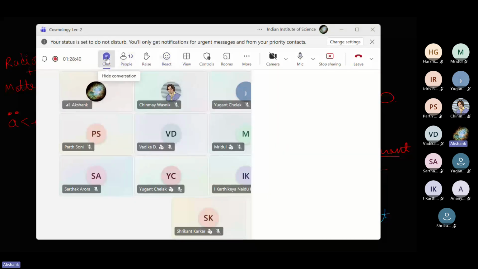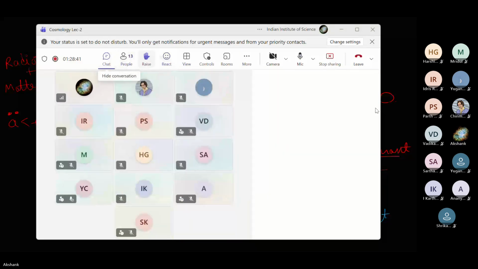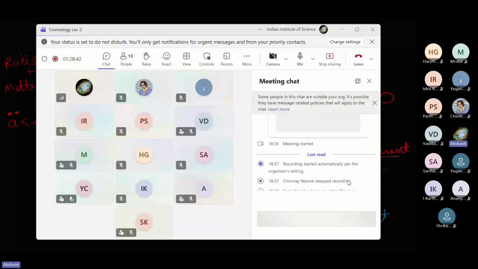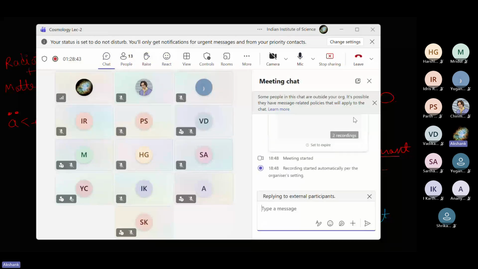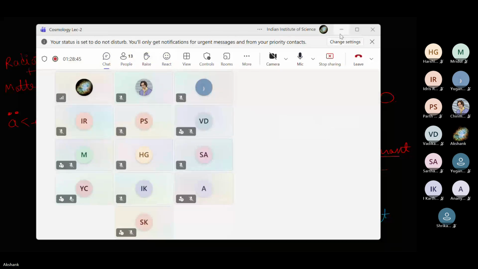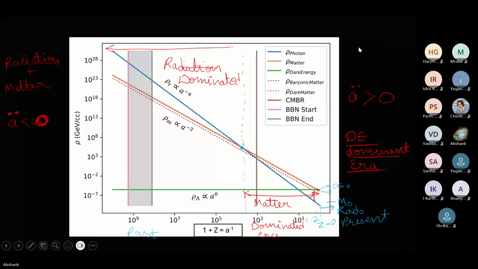See if there are any questions in the chat. Chinmay would have told me otherwise if there were. That's fine. So no questions, guys? There was a discussion a while ago. Okay.